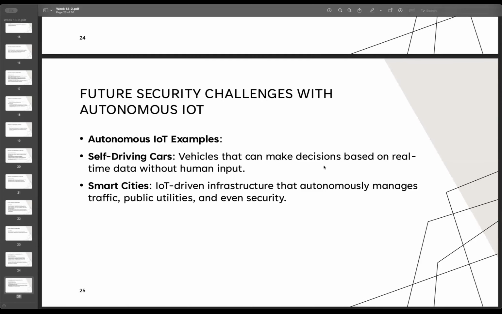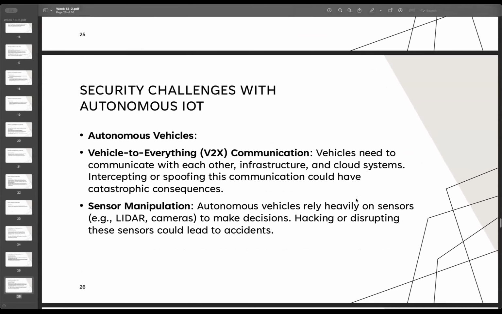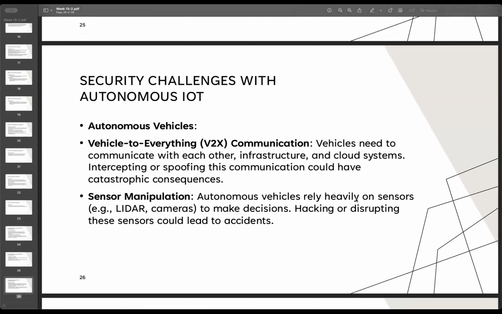And as for the self-driving car, the vehicle can make decisions based on real-time data without any human input. Or the smart city: how can they automatically manage the traffic, power utility, even the security? How can we use the autonomous IoT?